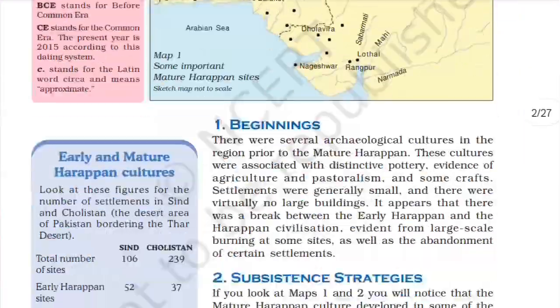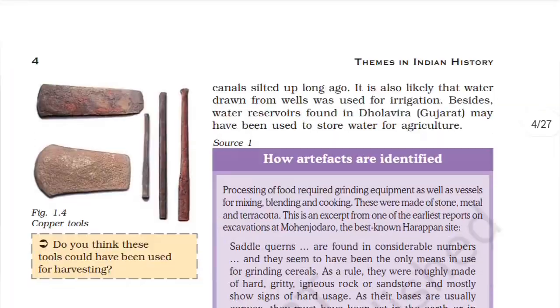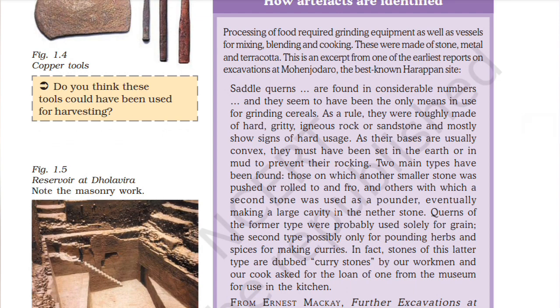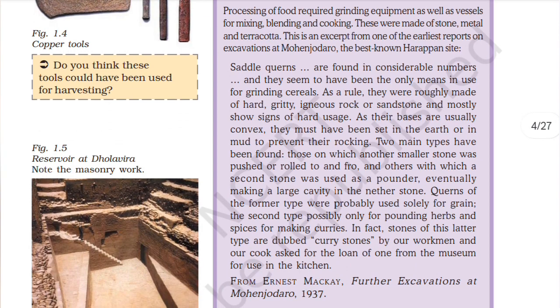So let's continue our chapter from where we left off. How are artifacts identified again? Here a box is given. You can have a read of this box. It's basically written about saddle querns, which were used to make paste.